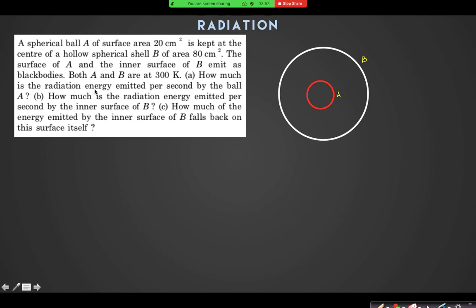The surface of A and the inner surface of B emit as black bodies. So both of them are black bodies, and their temperature is 300 Kelvin, given in your question. How much is the radiation emitted per second by the ball A? So it is asking for the emissive power of A. That means the power. Do you remember the formula for emissive power?